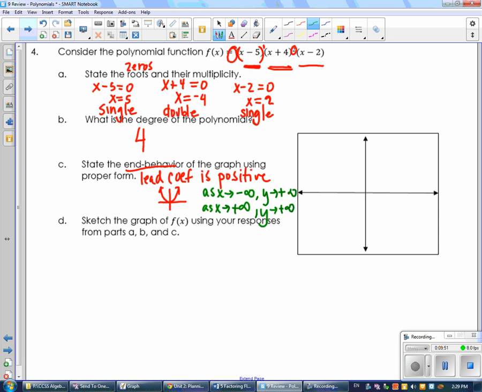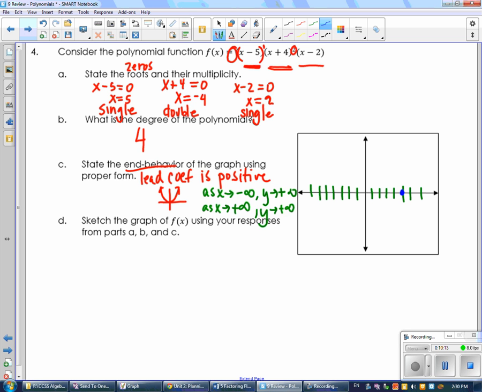Now it says to use the information in parts A, B, and C to construct my graph. Well, I know where the x-intercepts are because I know my roots. I know I have a root at 5, so I'm just going to mark my x-axis. And I know that I have an x-intercept at 5. So 1, 2, 3, 4, 5.